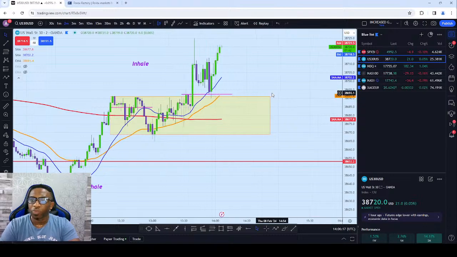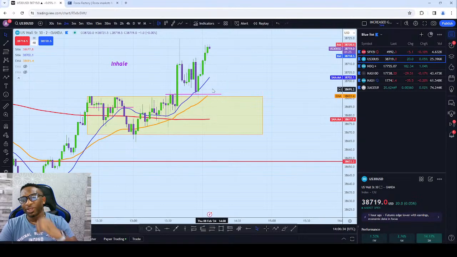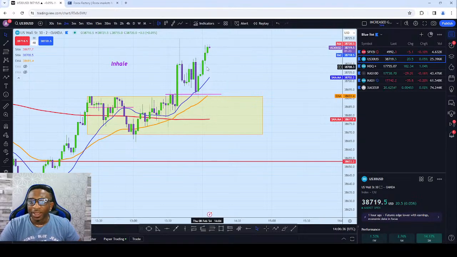Let's see, US 30. US 30 is playing out very nicely. After it came back for the retest, it's pushing up. It's NAS that keeps coming back, but US 30 is behaving itself.